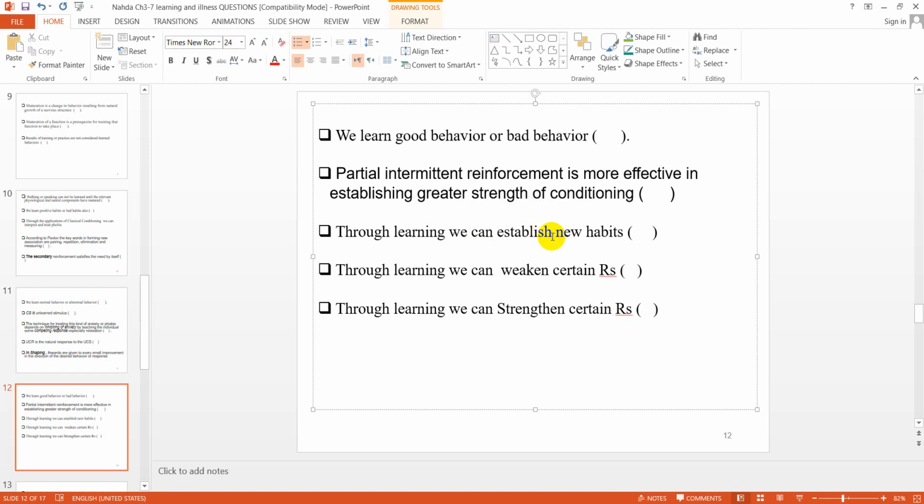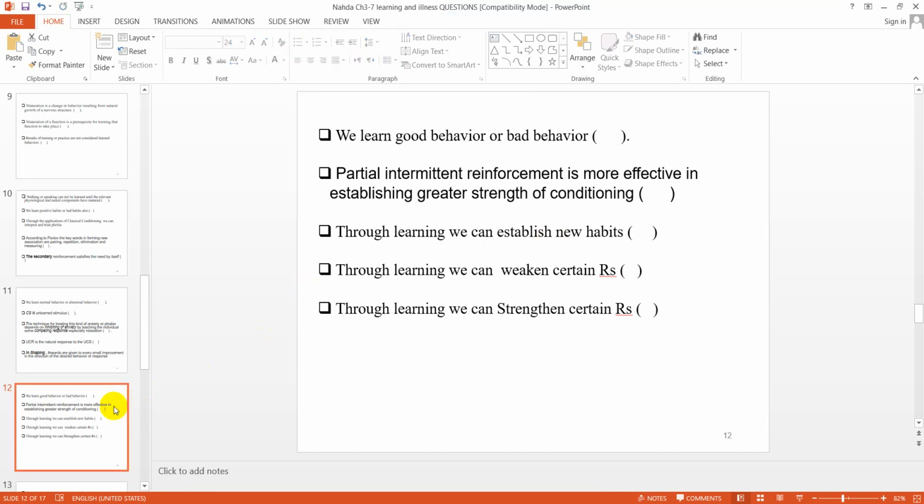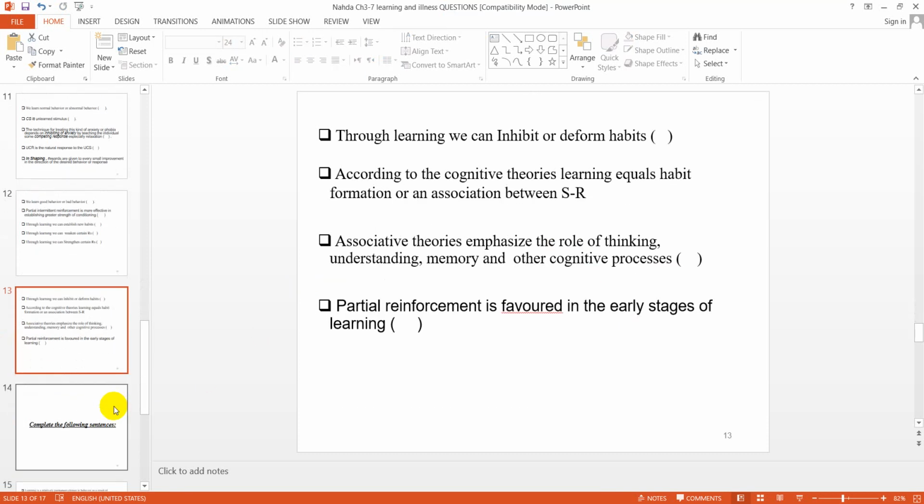Through learning, we can weaken certain responses. Through learning, we can strengthen certain responses. Through learning, we can inhibit or deform habits.